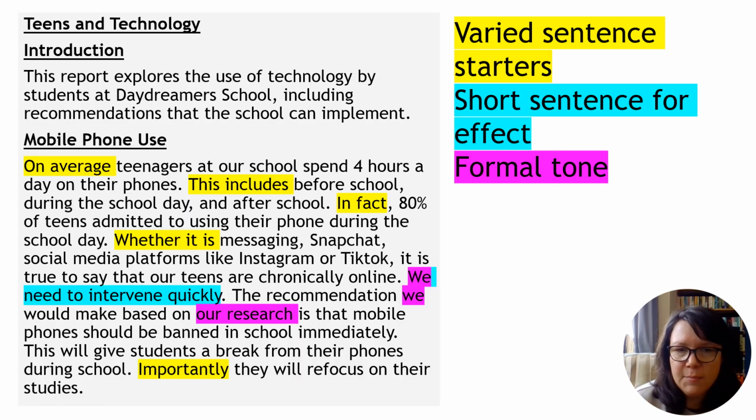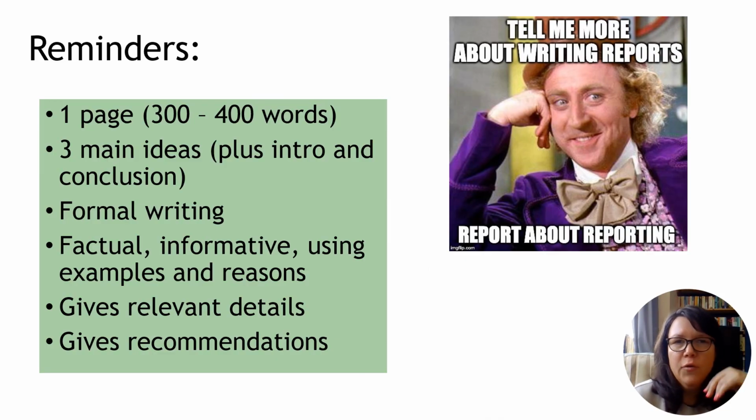So let's go through some reminders before we finish. Firstly, for all of the texts that you're writing, you are doing 1 page, about 300 or 400 words. For all of them, you're looking for 3 main ideas, and then those are topped and tailed by your little introduction and conclusion. For the report specifically, you are looking for something that is very formal. It's factual, it's informative, it uses examples and reasons. You include those relevant details. You're not speaking in a generalistic or a vague way. And then again, for the report specifically, you're giving recommendations.